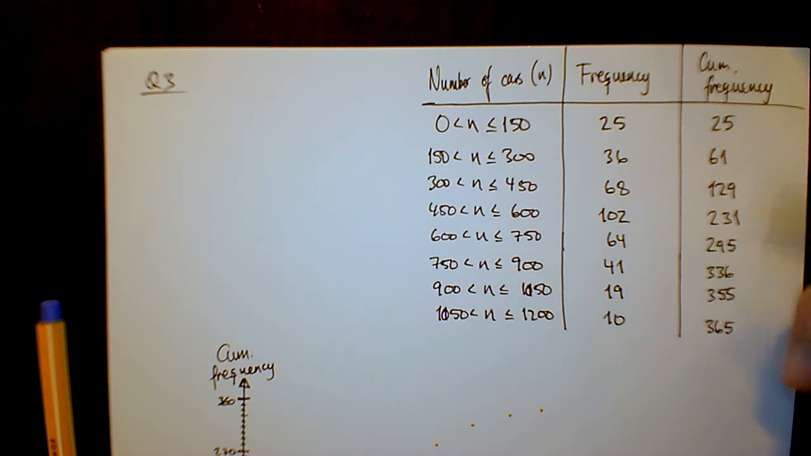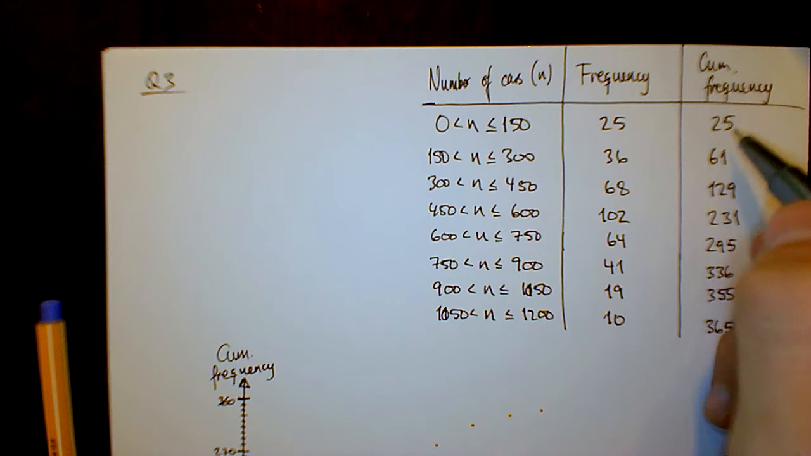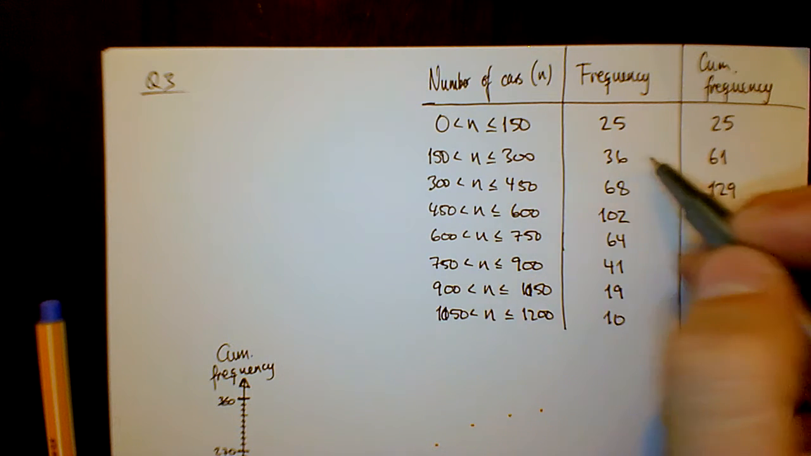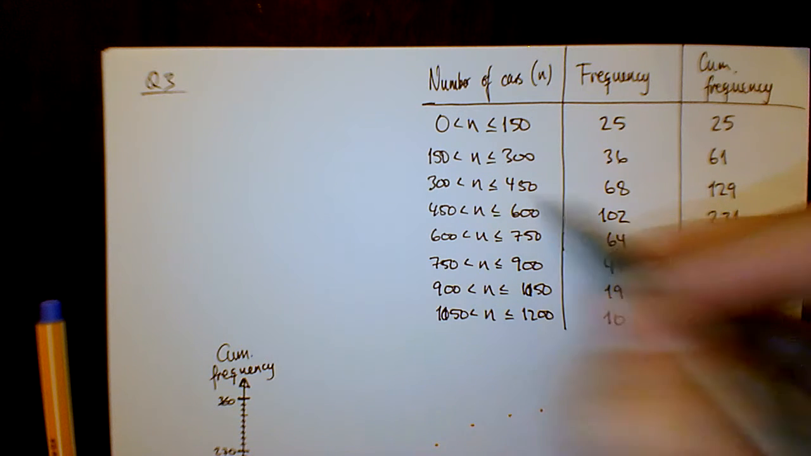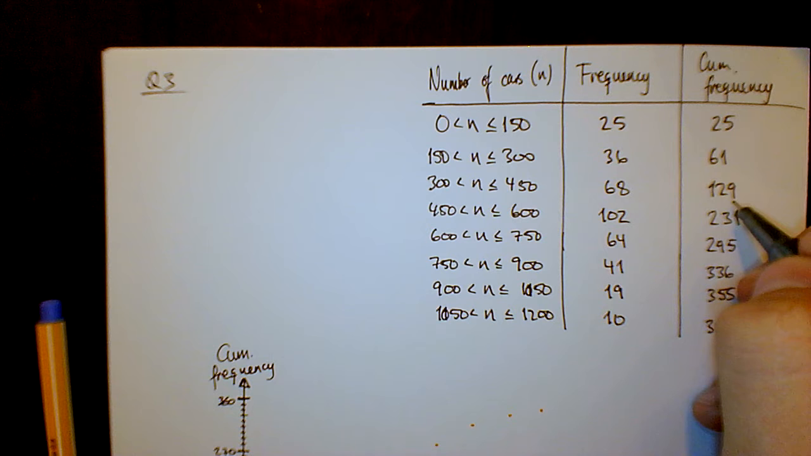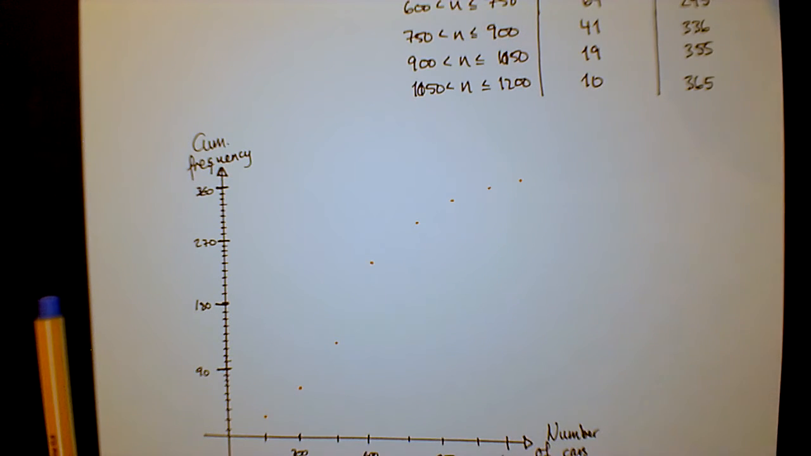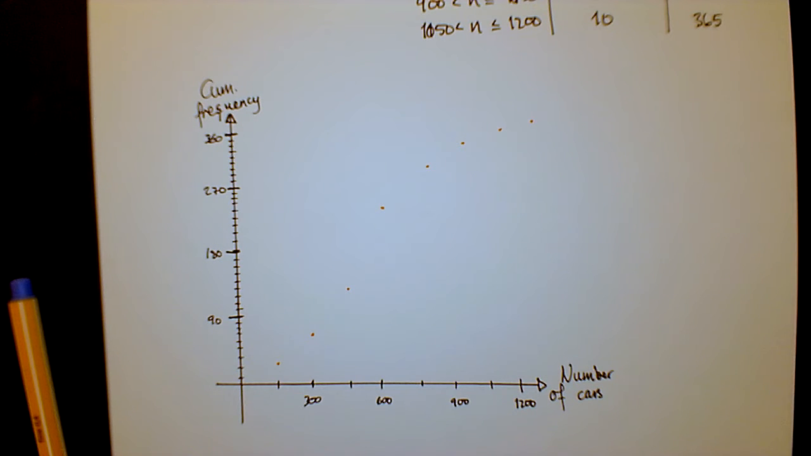So to do that, we first have to find the cumulative frequency, and that's what we got here. So 25 for the first one, and then when we got less than 300, we had 25 plus 36, that's 61. Less than 450, that's 68 plus 61, so that gives us 129, and so on. And we calculate that for the whole year, there's 365 days, so this seems to be correct. And then we are to create a cumulative frequency graph, and I've already cheated a little bit, just so that we don't spend time on me drawing axes.